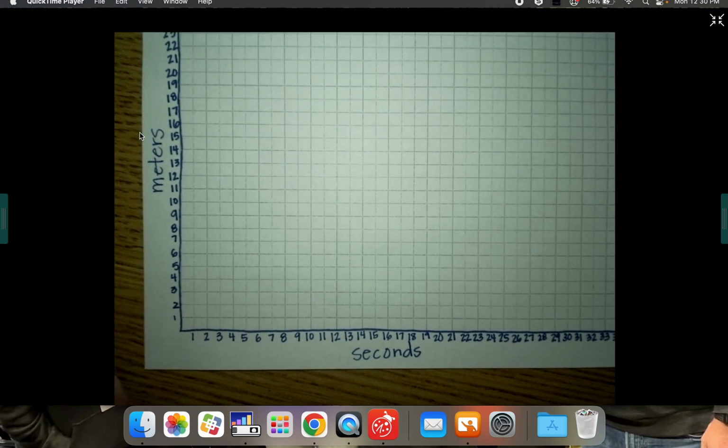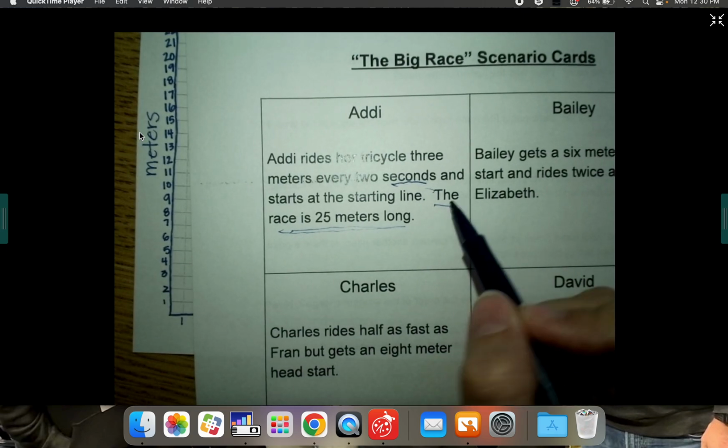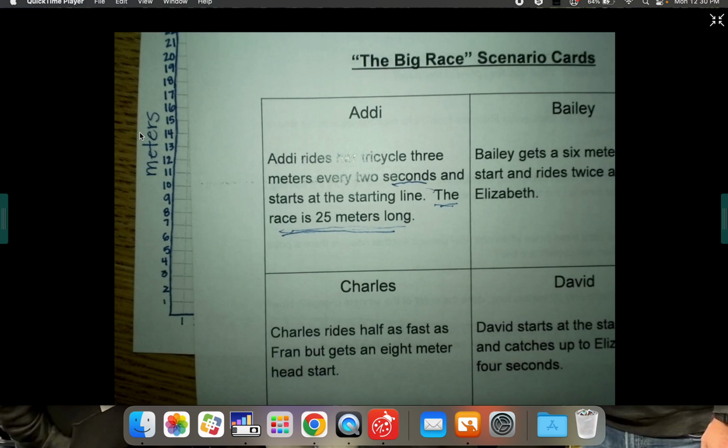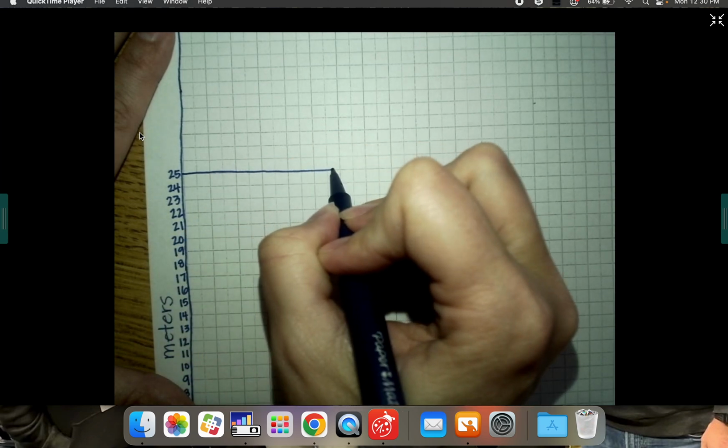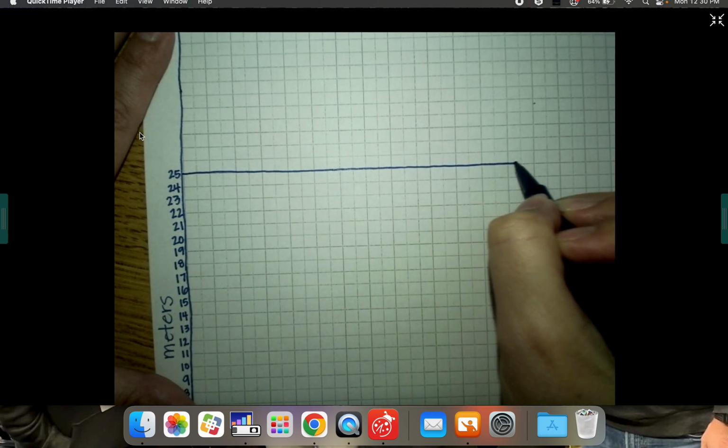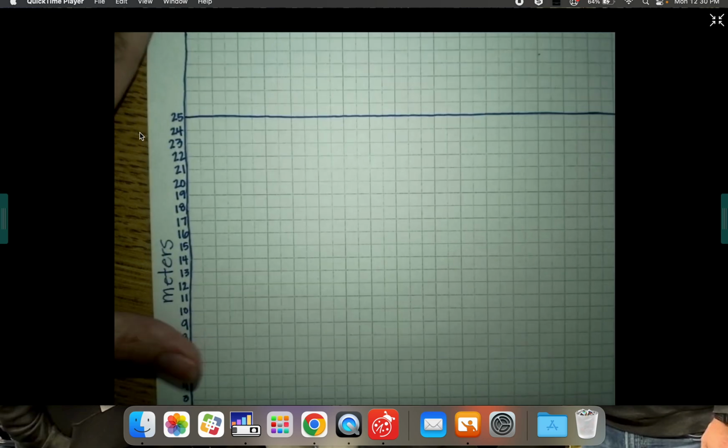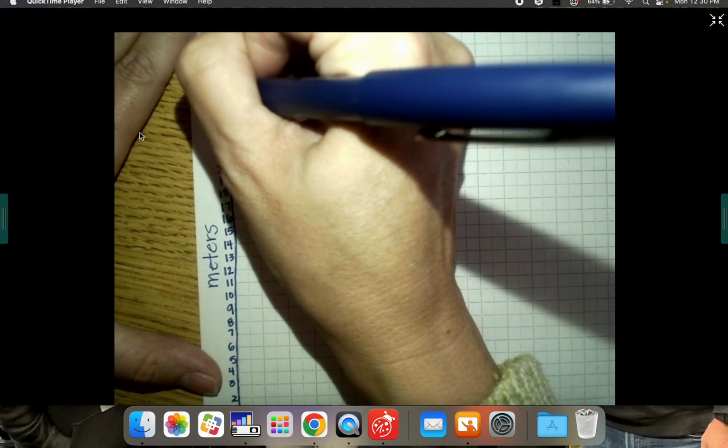Okay, I want to go back to what I just read about this. It says the race is just 25 meters long. So I'm actually going to go back up to my 25, and I'm going to darken in this line because that's the finish line. This is the end of the race. So as soon as I have lines that cross here, that's where they end.